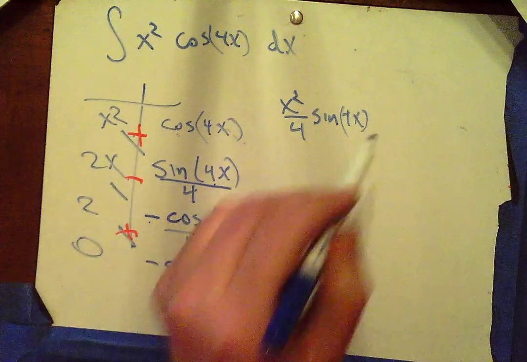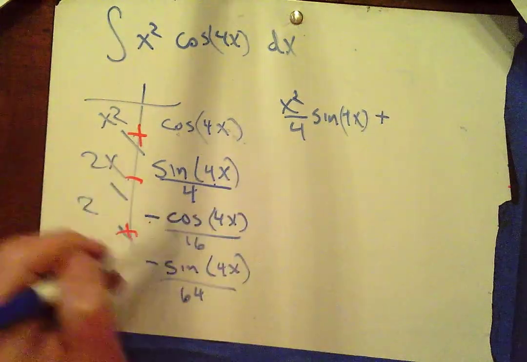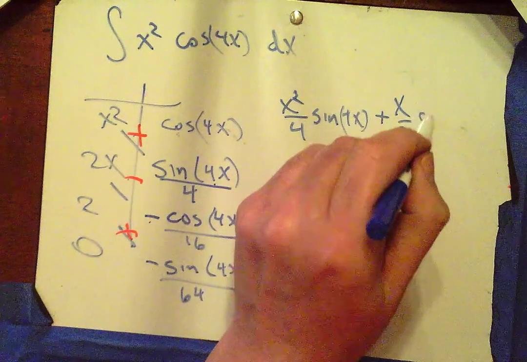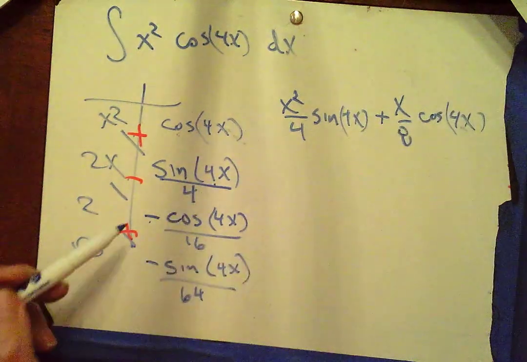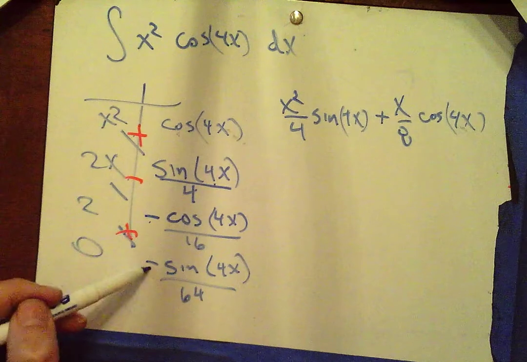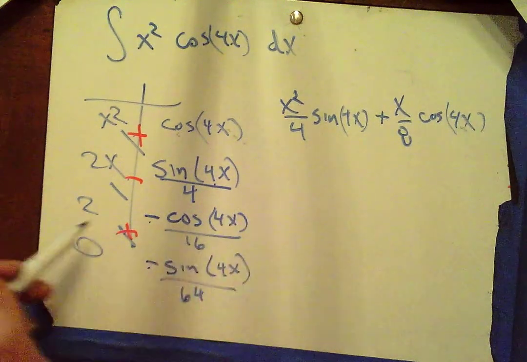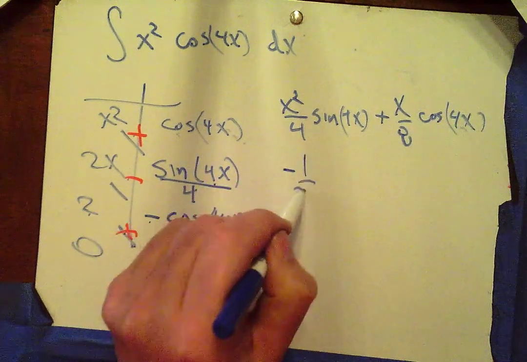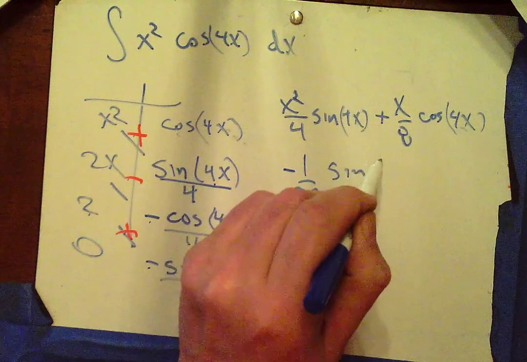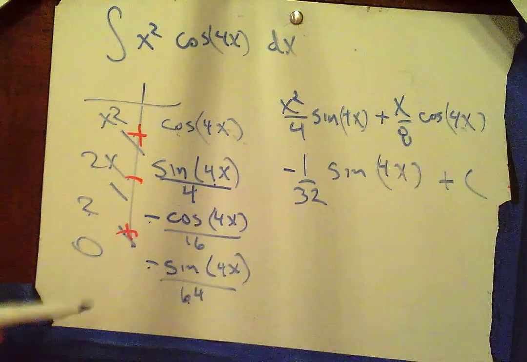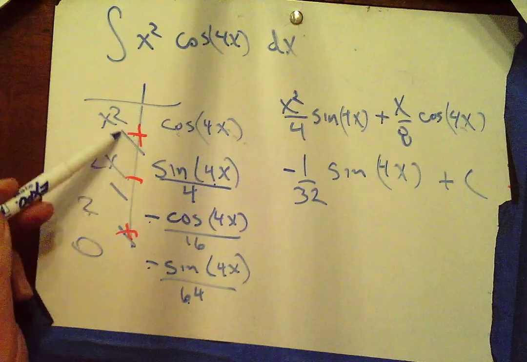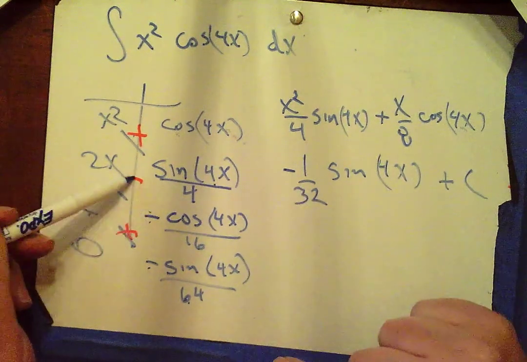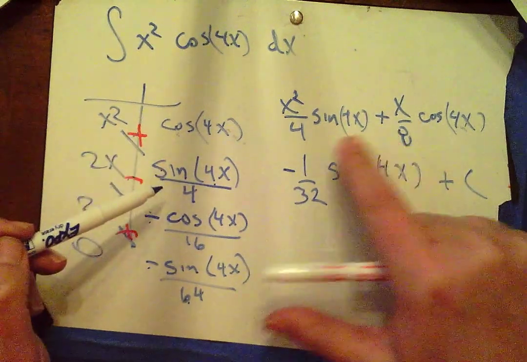Now we have negative times negative. It's going to be positive. 2x over 16 is x over 8 cosine 4x. And now I've got a positive times a negative. And that's going to be 2 over 64. So I have negative 1 over 32 sine 4x. Don't forget the plus c. Okay, 1, 2, 3. Yes. Minus times plus is minus. Minus times minus is plus. Positive times positive is positive.